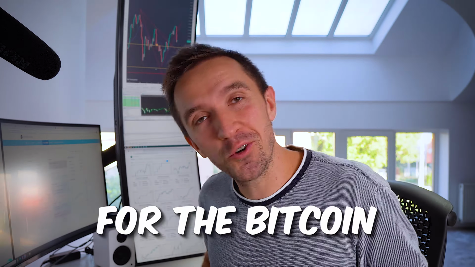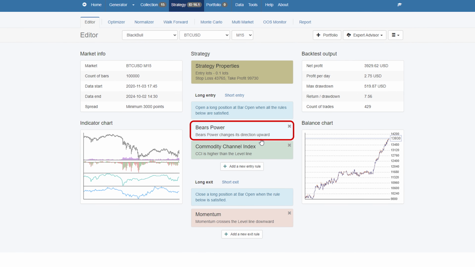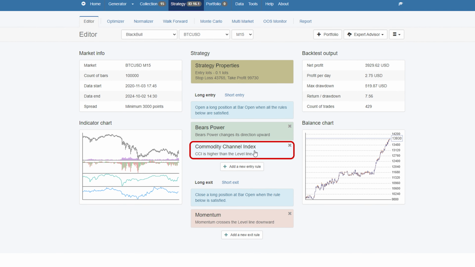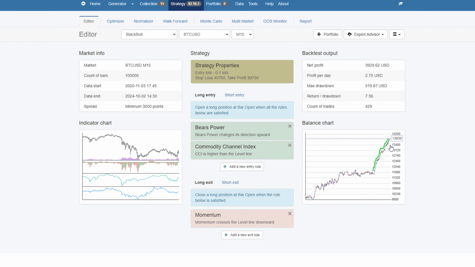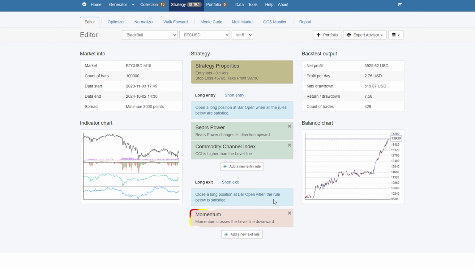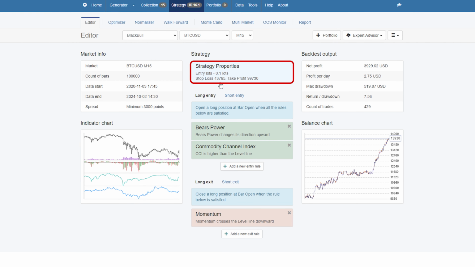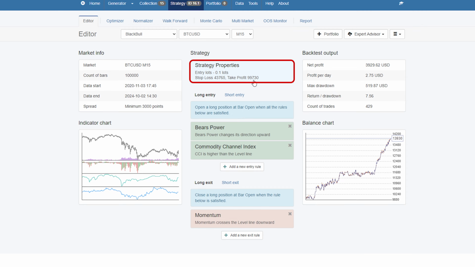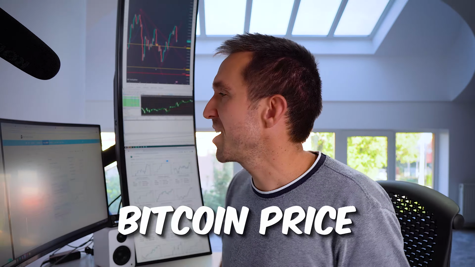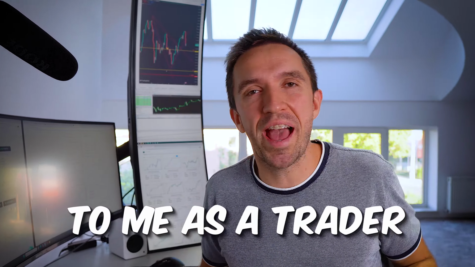And here is a strategy for the Bitcoin that I want to show you. Bear's power changes its direction upwards, and at the same time we want to have the confirmation from the CCI higher than the level line. You can see what a beautiful balance chart there is in the most recent period. The momentum crosses the level line downward is the exit condition, and the stop loss is about $437, and take profit is $997, which is a good risk-reward ratio with the Bitcoin price. And I'll keep looking into the strategies to find those that just make sense to me as a trader.